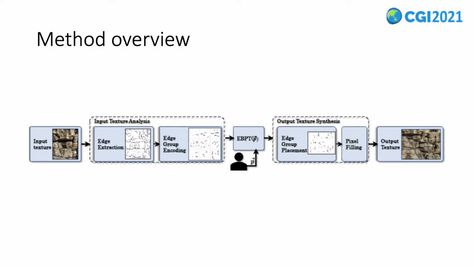The texture synthesis stage is similar to an example-based method, but we use our procedural model to synthesize the output texture. The user, or a fully automatic system, selects desired edge groups and places them on the output image. Then our system fills the pixels between the edges and edge groups. The entire process is fast and lightweight, so the user can immediately see the result. We will discuss individual steps from the next slide.